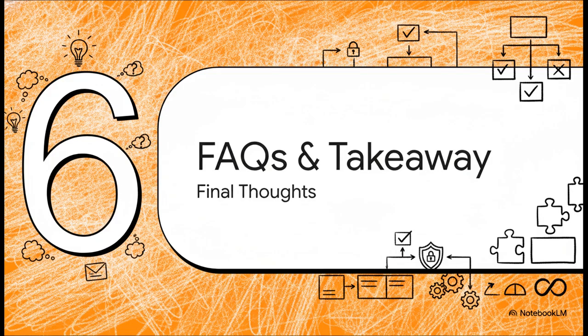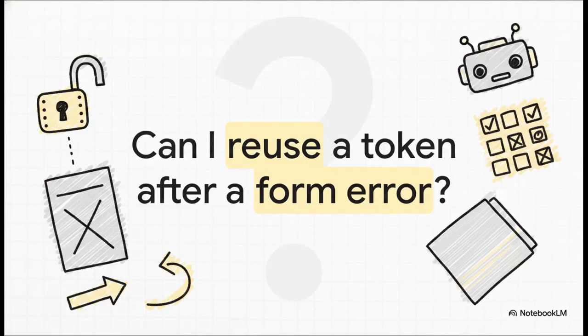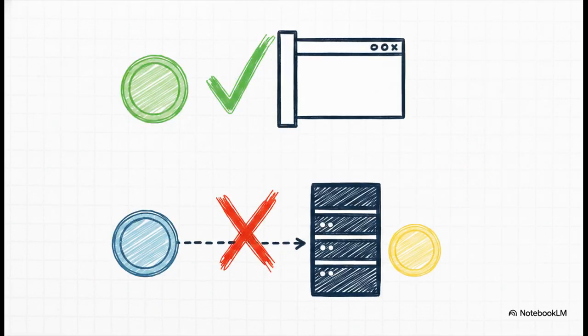Finally, Part 6, FAQs and final takeaway. Yo, what's probably the number one question developers ask when building these bots? It's this: can I reuse a token after a form error? Well, the answer is maybe. It's a bit nuanced. If a client-side validation script blocked the submission before it even hit the network and your token is still fresh, then yes, for sure, reuse it. But if that token actually traveled across the wire and the server received it, even if the server ultimately rejected your form data, that single-use token is officially consumed. You're going to need a new one.